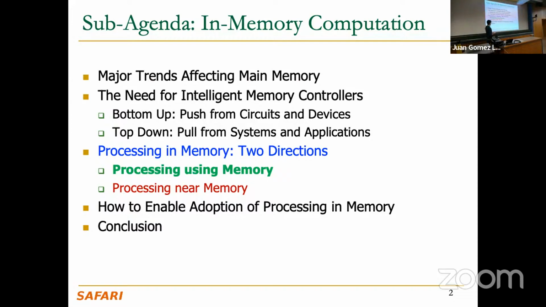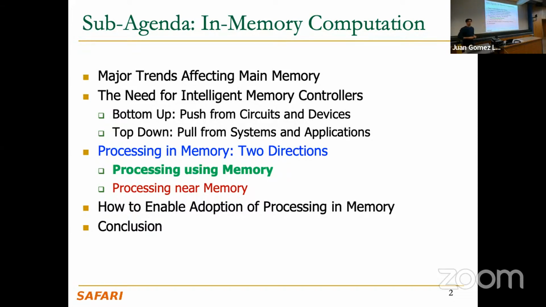Remember as well that we covered and introduced 2 directions in processing in memory. It's a pretty simple distinction. One of the 2 directions uses the memory cells directly to perform computation, while the other direction is more, let's say, straightforward, because it basically proposes ways of placing compute elements, actual cores or accelerators or reconfigurable fabric, for example, near the memory arrays.